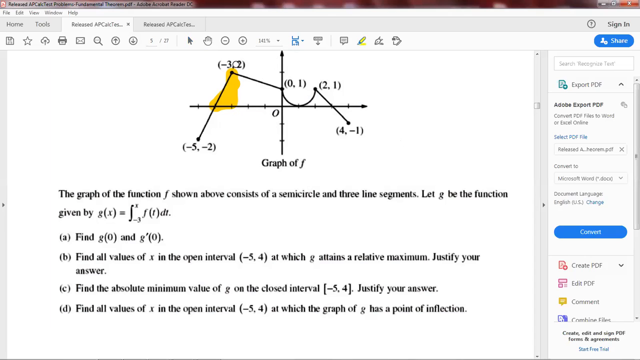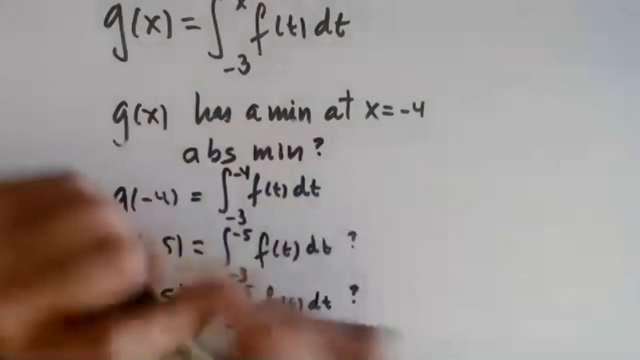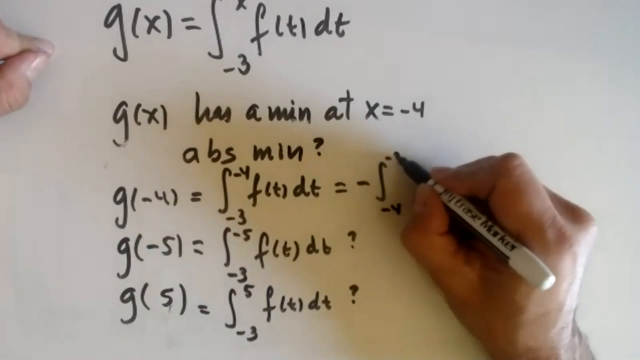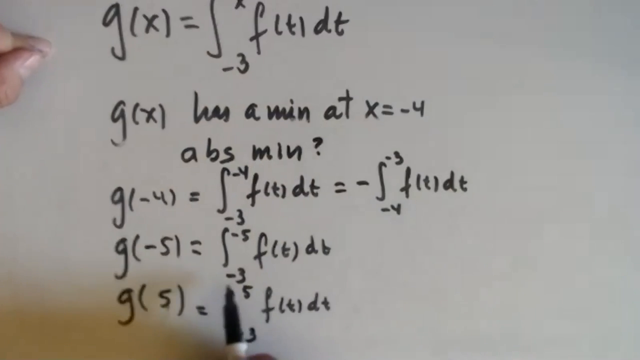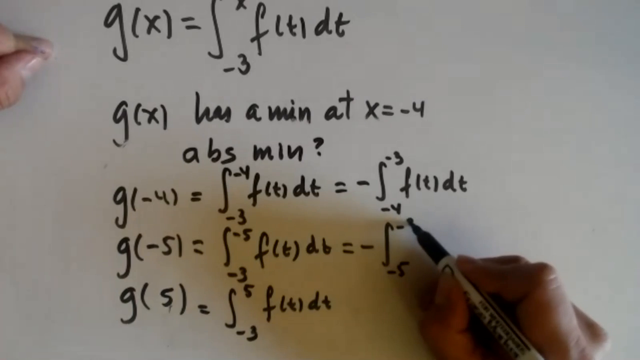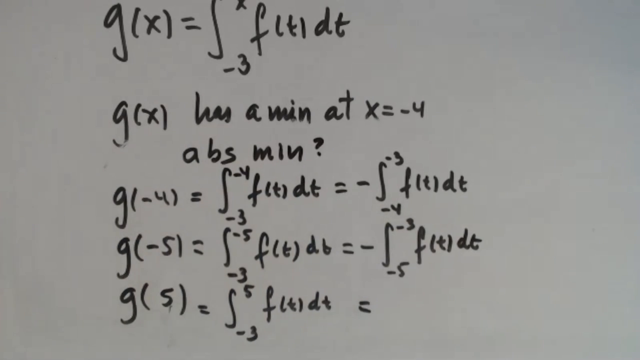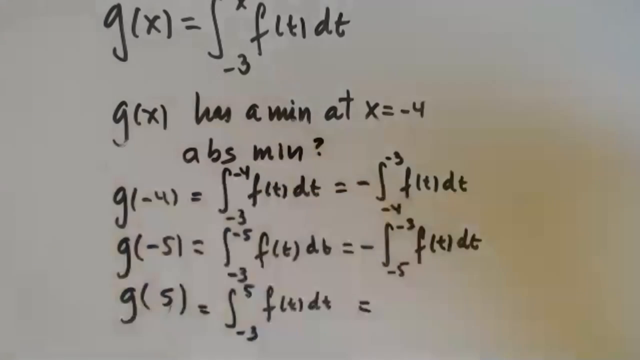So it's 1 times 2 divided by 2. Yeah, it's 1. But this is the integral from -3 to -4. So what do I have to do? Okay, this is the integral from -4 to -3 of f(t) dt, correct? So I have to be careful with this. This is -3 to -5, so this is the integral from -5 to -3 of f(t) dt, correct? And this is fine. So I have to take the area of the triangle and multiply times -1, correct?